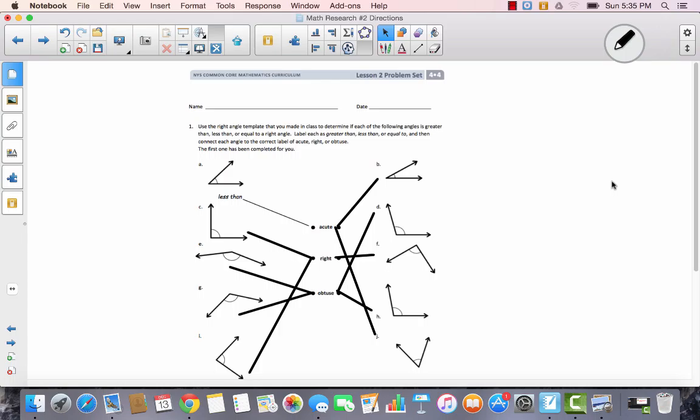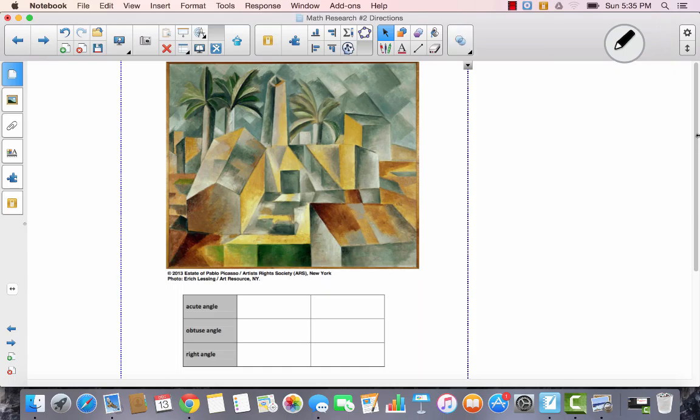But just remember, if your right angle template fits exactly inside the shape, then it's a right angle. So if you got one wrong, take your right angle template and go back to that shape and see if you can figure out why it's actually acute or why it's actually obtuse or why it's actually right. All right, now let's take a look at the second page.